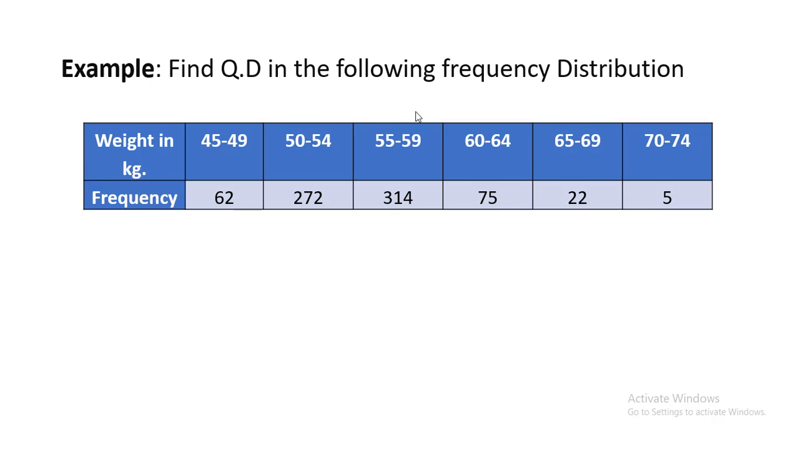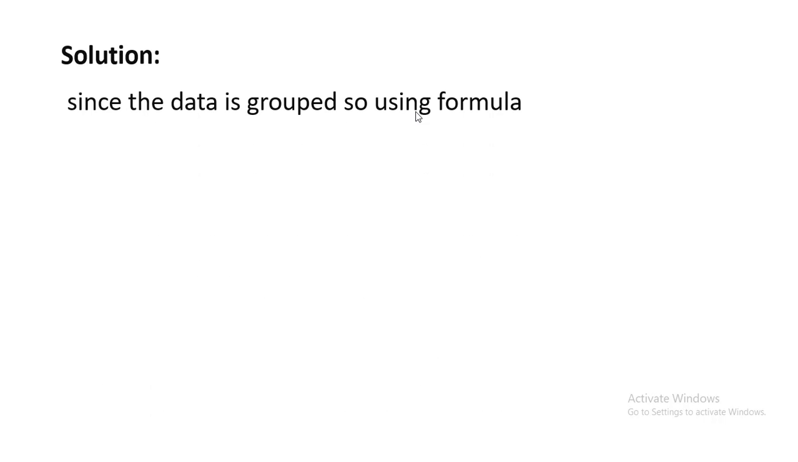Frequency distribution, as you can see, it's a grouped frequency distribution. Why? Because the data is divided into classes, and next to every class there is a frequency written. So we are asked to find quartile deviation. The main thing is to find quartiles first. For grouped data, we use this formula: Q of i equals L plus h upon f into (i times summation f by 4 minus CF).